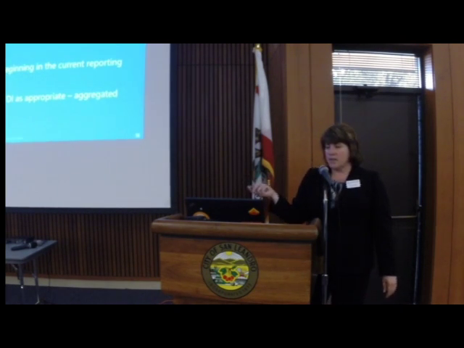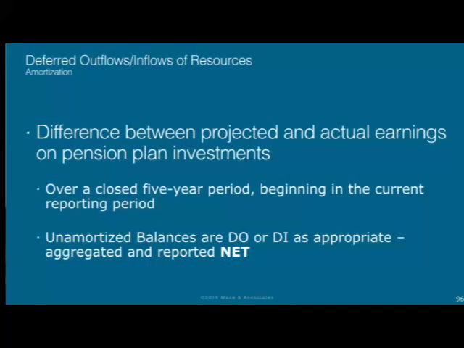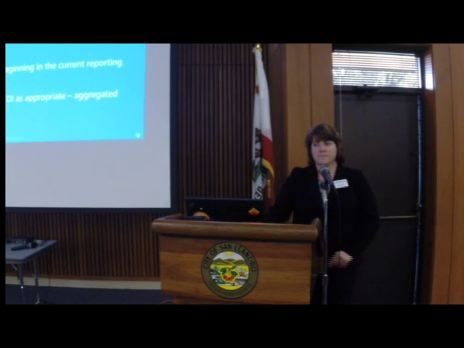Difference between projected and actual earnings on pension plan investments. That is the one that is amortized over a 5-year closed period. This is the only one that's reported net. Layers over the years are reported net. So if you were to look at the CalPERS schedule of deferred inflows and outflows, they actually report it gross. So you should add them together to net them, and then report the net amount. Okay?